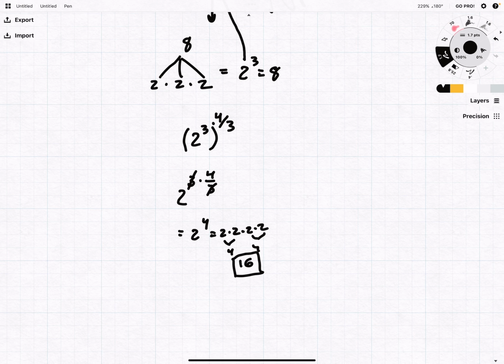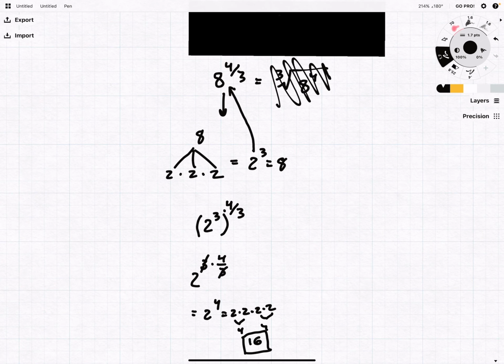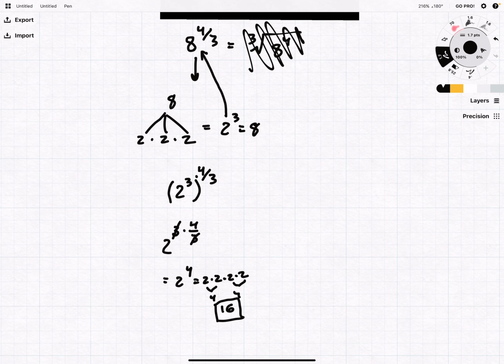So yeah, I just think that's really cool because 8 to the 4/3 is pretty complicated. And so it's neat that you can just get 16 and be done with it there.